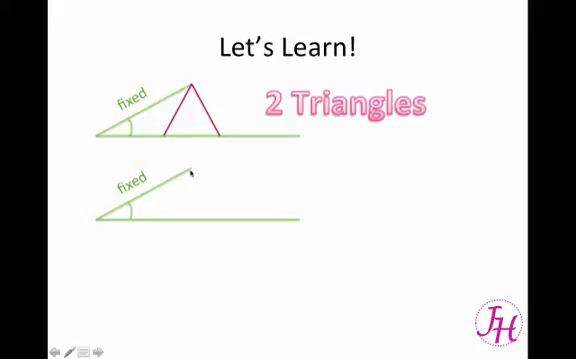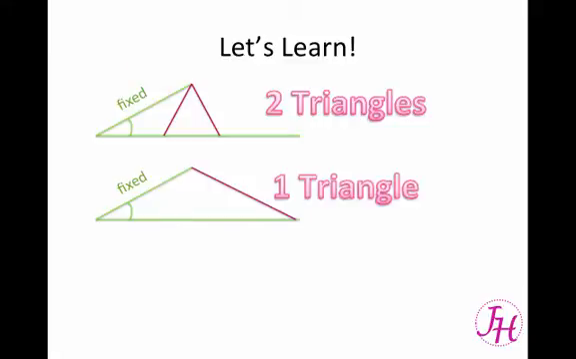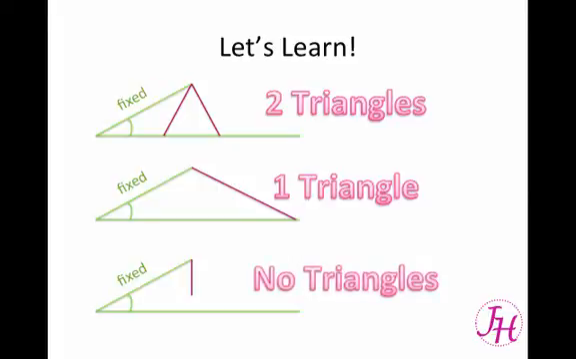In the second case, our second fixed side is longer than our first fixed side, so it's not going to let us create two triangles. It'll only give us one triangle. And in the last situation, our second fixed side is too short to create a triangle, so we have 0 triangles.